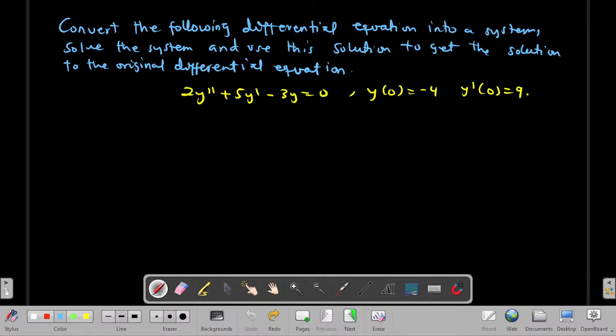Okay, so the problem says convert the following differential equation into a system, solve the system and use this solution to get a solution to the original differential equation. So we have the differential equation here with the initial boundary conditions, and here we are supposed to convert this into a system of linear differential equations, right?